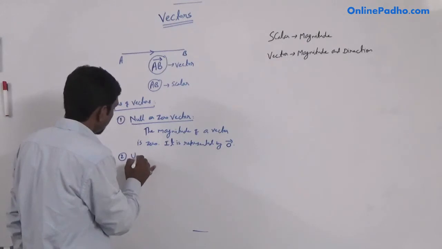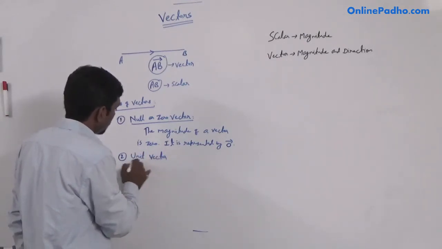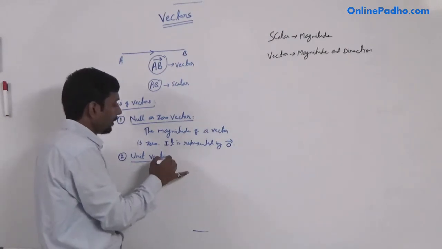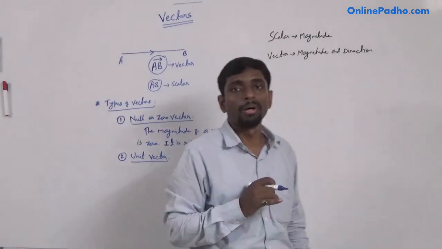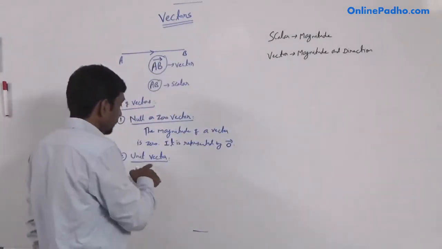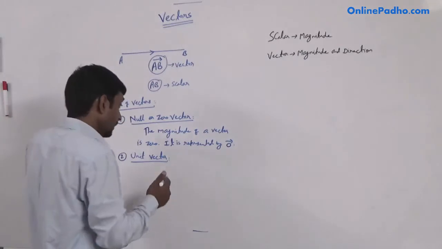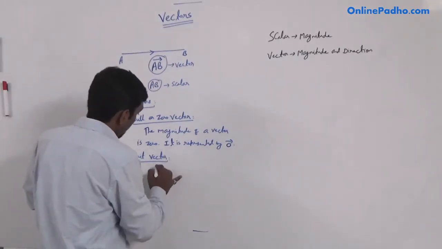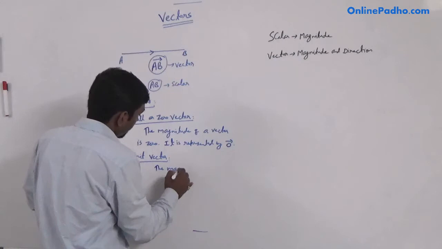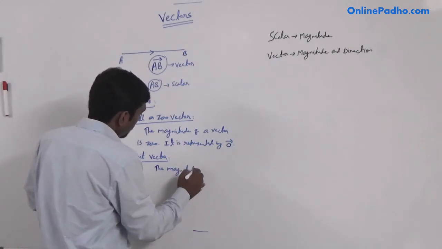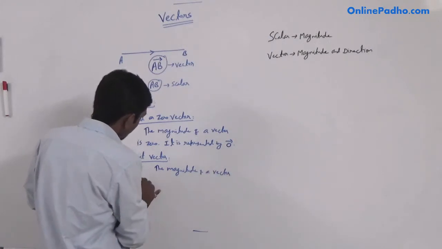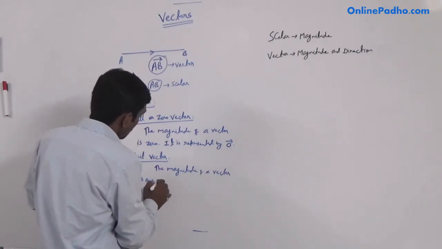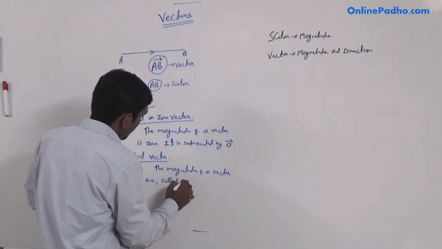Second one is unit vector. What do you mean by unit vector? The magnitude of a vector is 1. This is called the unit vector. We will discuss the unit vector in detail in the next topic, but you must know the definition. A vector whose magnitude is 1 is called a unit vector.